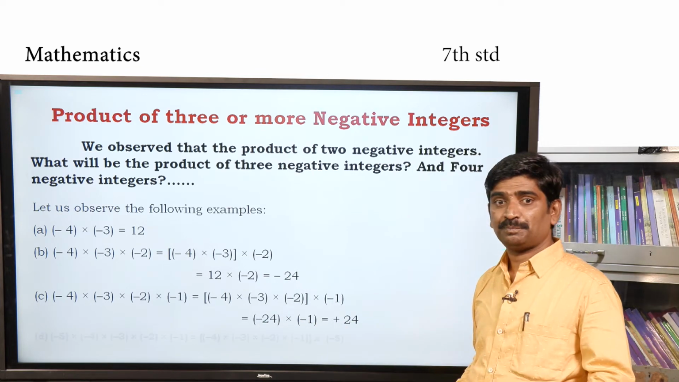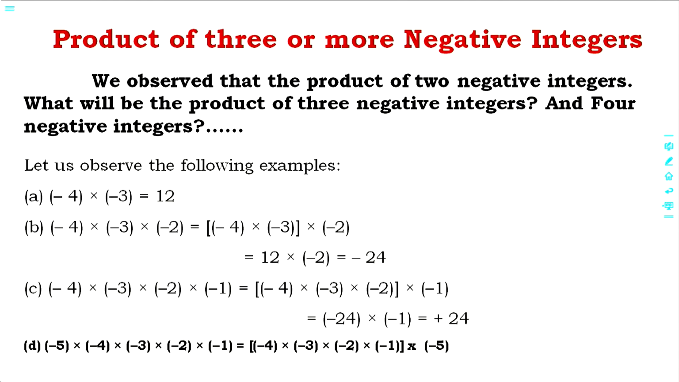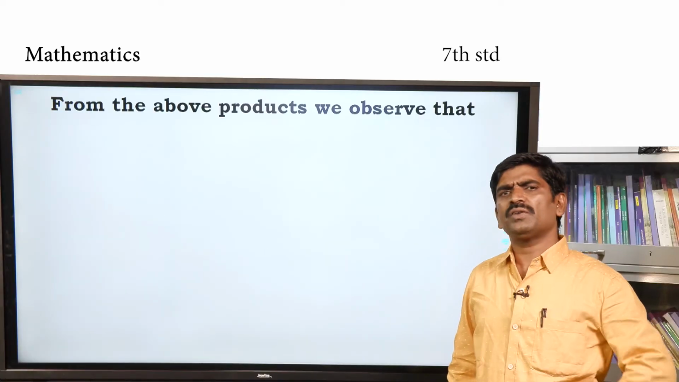In the previous case, minus into minus is plus, 24 ones are 24. Next, if you have 5 negative integers, minus 5, minus 4, minus 3, minus 2, minus 1, we group 4 negative integers, minus 1, minus 2, minus 3, minus 4. The value is plus 24 into minus 5, that is plus into minus is minus, 25 5s are 120, that is minus 120.